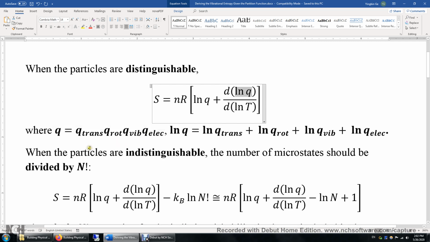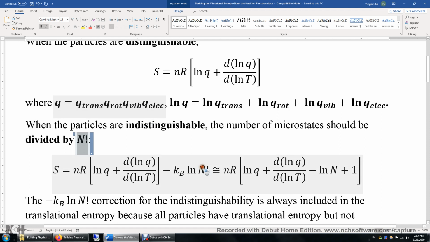What if the particles are indistinguishable? Then we need to divide the total number of microstates by N factorial. This is because when we have N particles occupying different energy levels, there are N factorial permutations that correspond to only one possible arrangement of these particles. So we need to divide the number of microstates by N factorial.